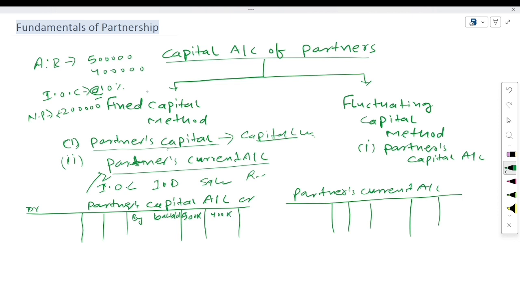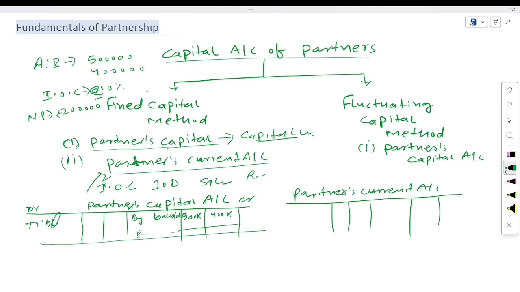In the question it is mentioned that you have to provide interest on capital. It means the firm will provide interest on capital at the rate of 10%, but here you need not change anything. You will just write here 500, 500, as it is. This capital will be the closing capital as it is, no change. In the partners' current account, we will show the interest on capital, not in the partners' capital account.